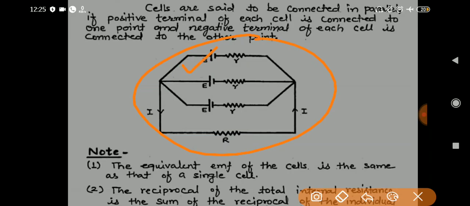Here capital E is the EMF of each cell and small r is the internal resistance of each cell, I is the current through the external circuit, and capital R is the external resistance.